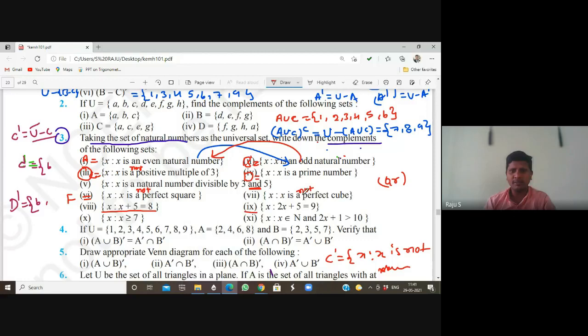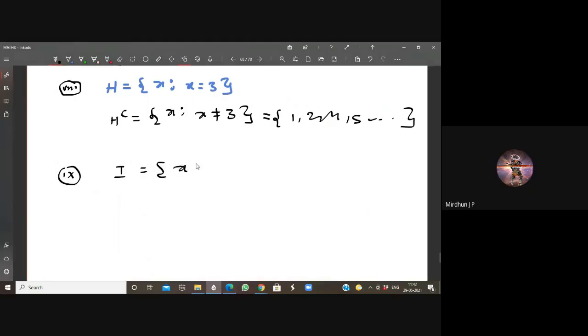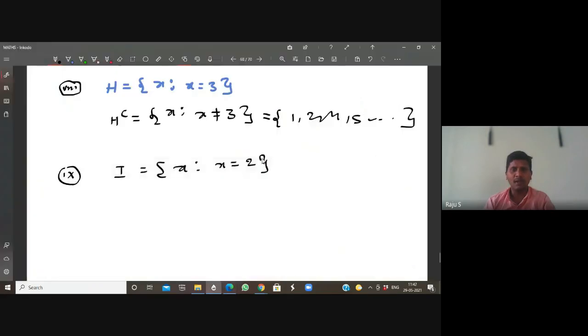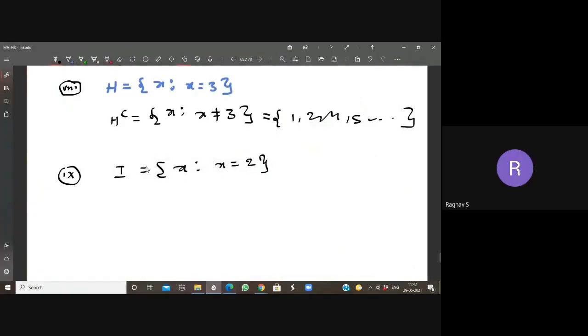What about the ninth subdivision? Sir, X is equal to 2, sir. So we should write X such that X is a natural number, X not equal to 2. After simplifying, 9 minus 5 is 4, 4 divided by 2. So this equation you can solve here: 2x is equal to 9 minus 5, that is equal to 4. So 2x is equal to 4, x is equal to 2. Right. So it's better you can write in short form: X belongs to natural numbers and X not equal to 2, sir. Complement.